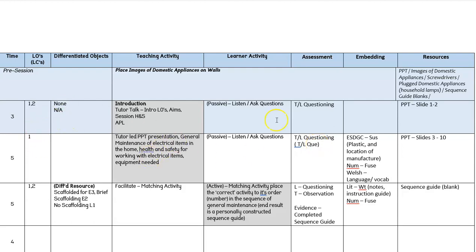Okay, so then I've introduced the session. They now know what we're going to be doing. I've shared those learning objectives, or shared, as Dylan Wiliam calls it, share your learning intentions. Right, into the session, and I'm going to go with quite a stock standard approach. So I'm going to begin with a tutor-led presentation of the general maintenance of electrical items in the home.